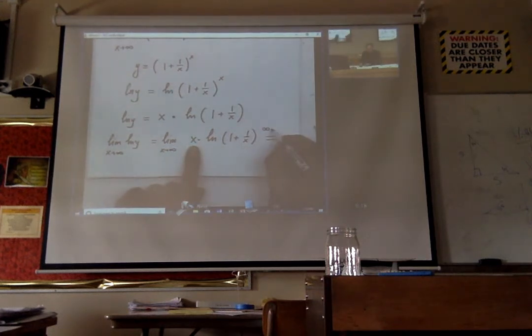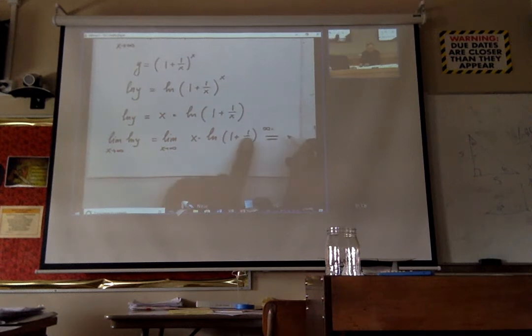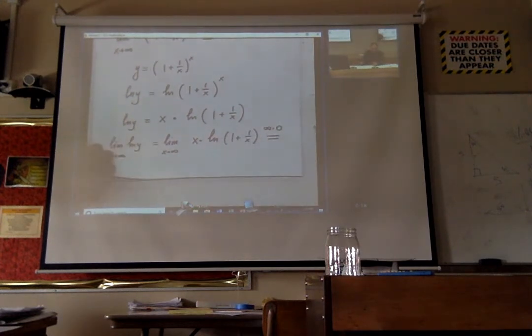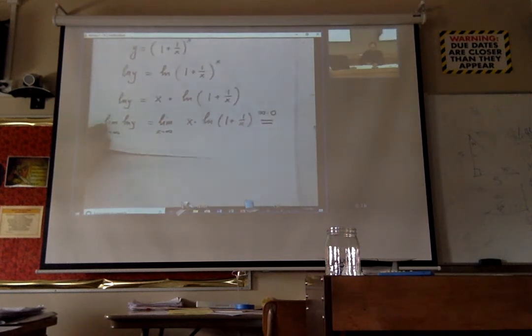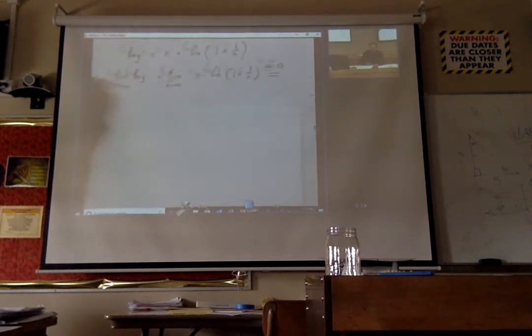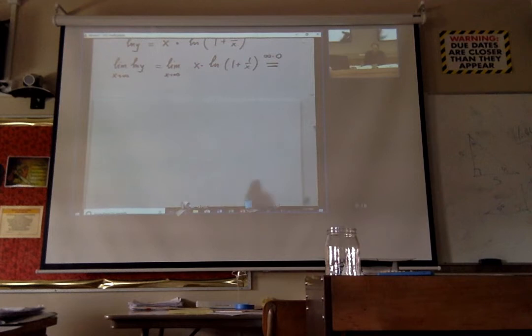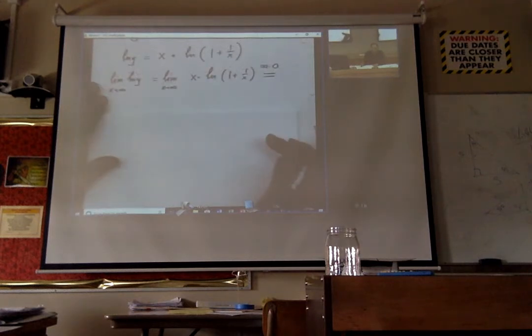Then times, if you put infinity here, 1 over infinity is 0. So you have natural log of 1, which is 0. So now we have infinity times 0. And we have to change this infinity times 0, because you cannot use L'Hopital's rule, and nothing else can be done. So how do we do this? We have to change this to a fraction, right?